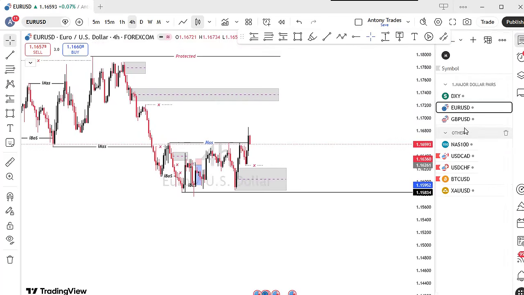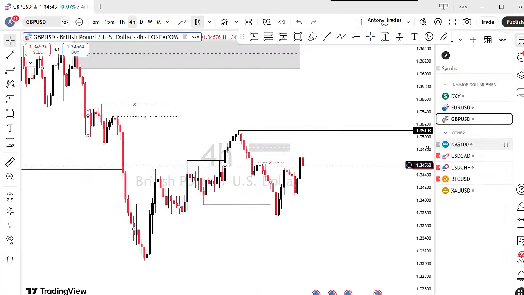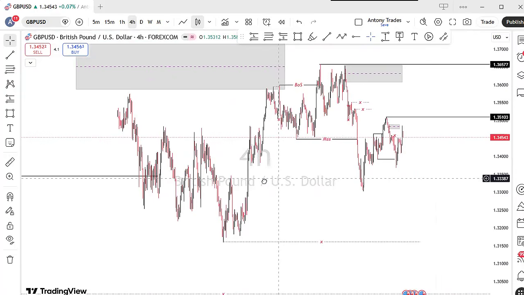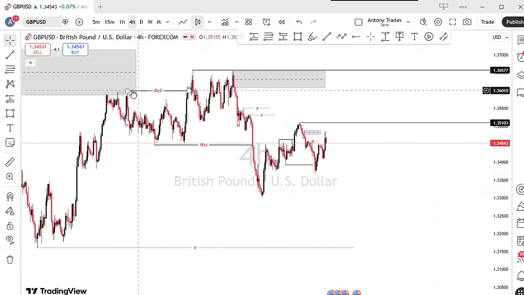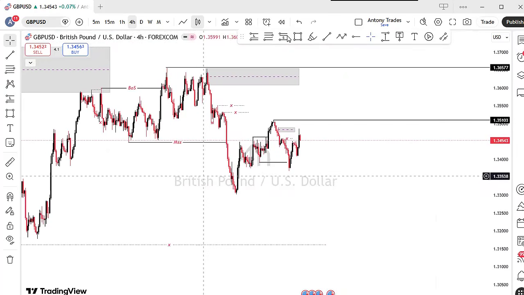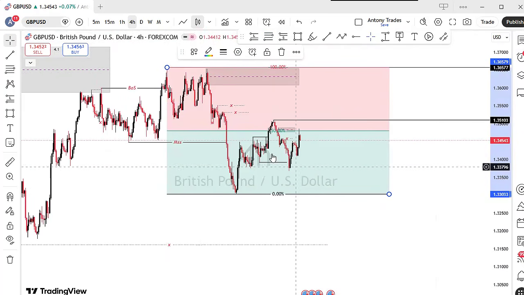Right, moving on to the next pair. For this matter, it's gonna be GBP USD. So from the GBP USD, we have the same analysis, guys. From the last week, this was our last break of structure, then market gave us a change of character. So what do we expect? We expect the market to come at least to the 50%. Okay, and you can see GBP USD already came to the 50%.